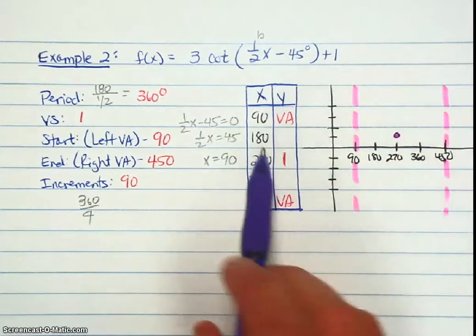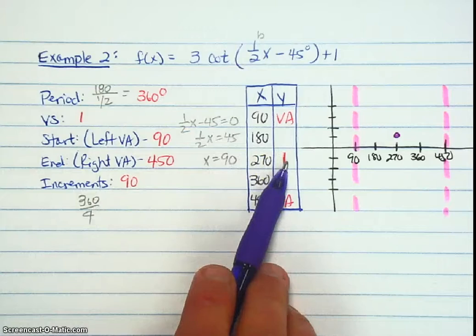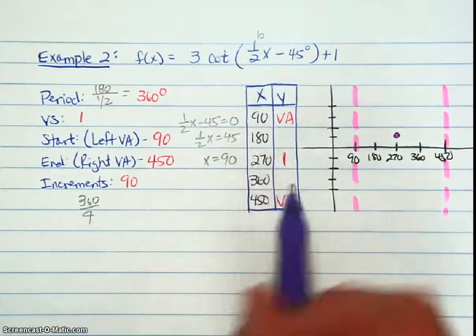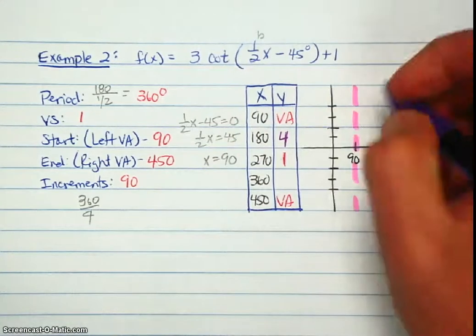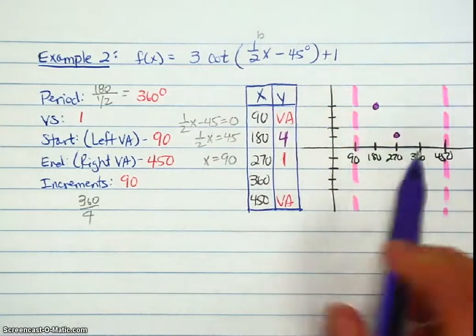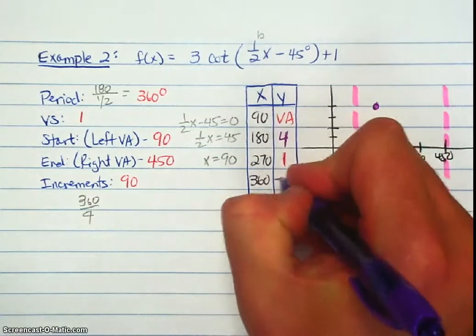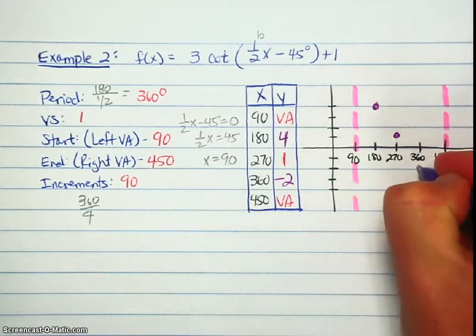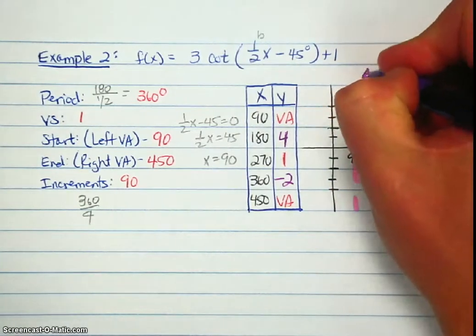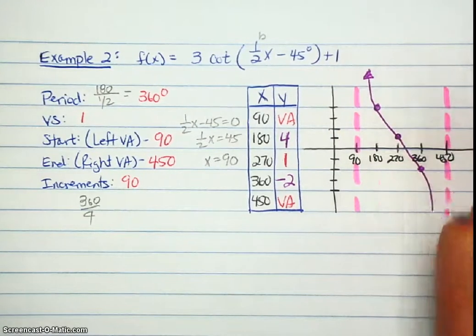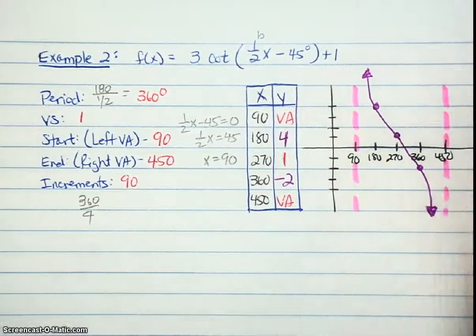So to get this point up here, I'm going to look at my A value, and I'm going to add that to the middle. So from here, I should be going 3 units up. So 1 plus 3 puts me at 4. So with 180, I'm up here at 4. And then here, the 360 point should be lower because I am decreasing. So I'm going to subtract 3 from that. That's going to put me at negative 2 down here. And so now I can draw my cotangent curve based off of that.